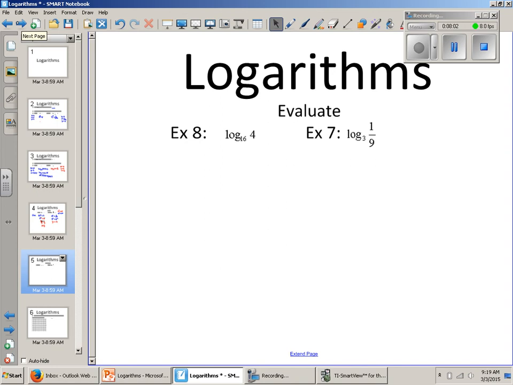Okay, now let's evaluate. What do you notice in these evaluates? There's no equal sign, so let's put an equal sign and let's just put y. So let's switch it to exponential. 6 to the y power equals 4. We want to get the bases the same. So we want to make both bases 4. 4 to what power gives me 16? 2. So 4 squared. And then I'm going to bring down everything else.